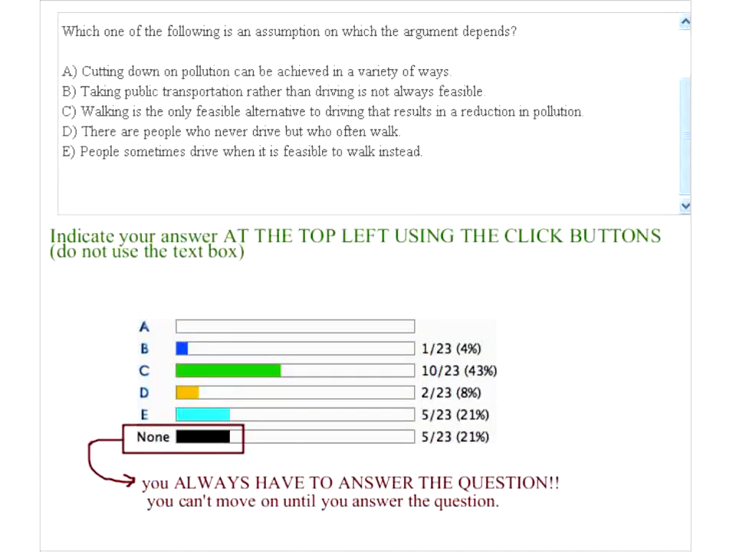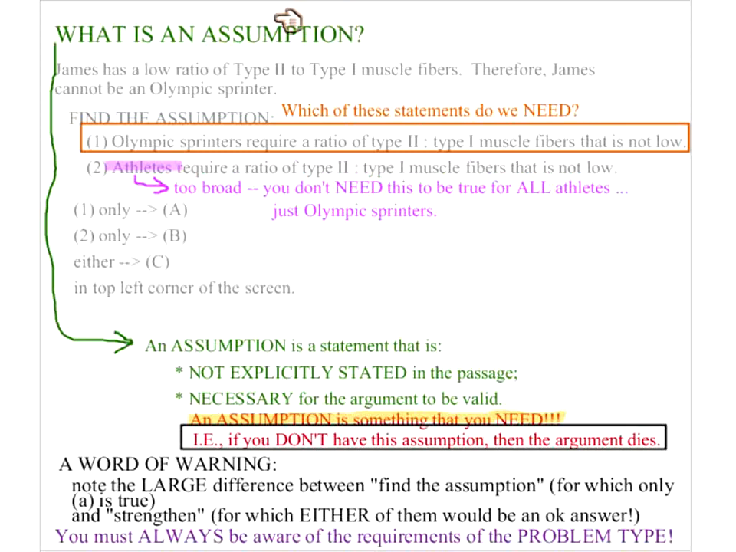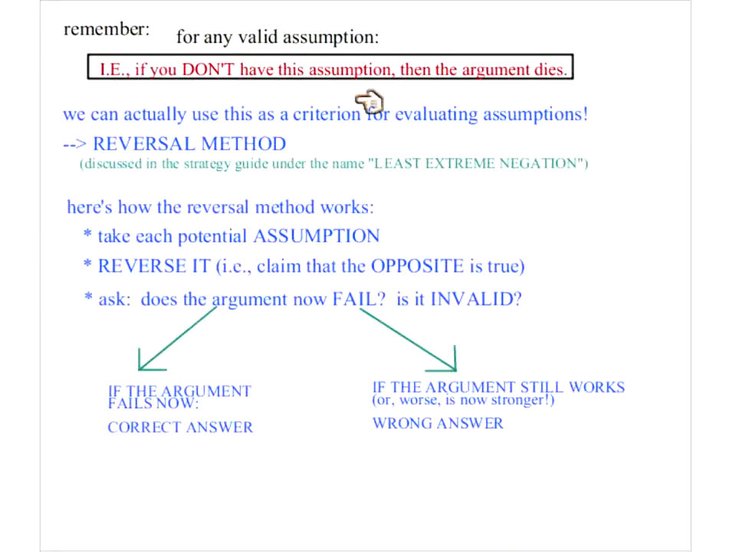So now you've got a couple of weapons in your arsenal. You've got what is an assumption, and then you've also got this fantastic method for evaluating assumptions, which is called the reversal method. Before we look at another problem, the one thing I want to point out is that there's a pro here, which is that this method is absolutely fantastically powerful. This is probably the single best method you've got for tackling find-the-assumption problems. On the other hand, this method can be really slow, because you may have to reverse up to 5 choices.